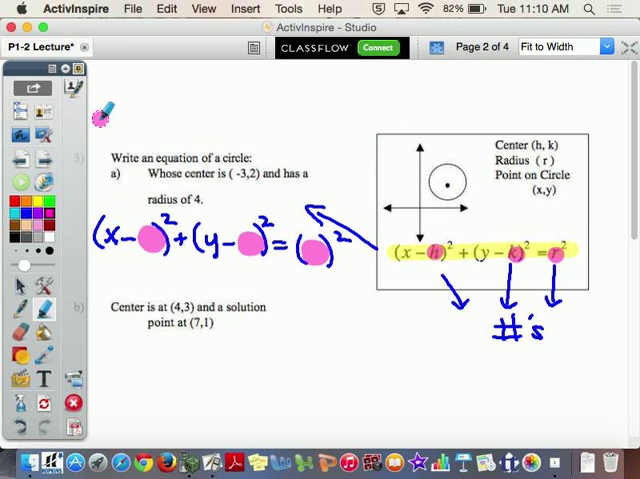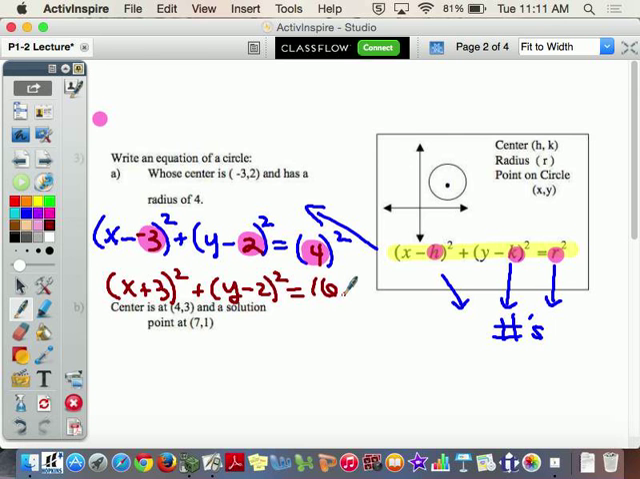So in this particular case, the numbers that you want are -3, 2, and 4. Now in our class, it's really important to simplify when you can. So really what you should have written down is x plus 3 squared plus y minus 2 squared equals 16. So this is an equation of a circle that has a center of -3, 2 and a radius of 4.